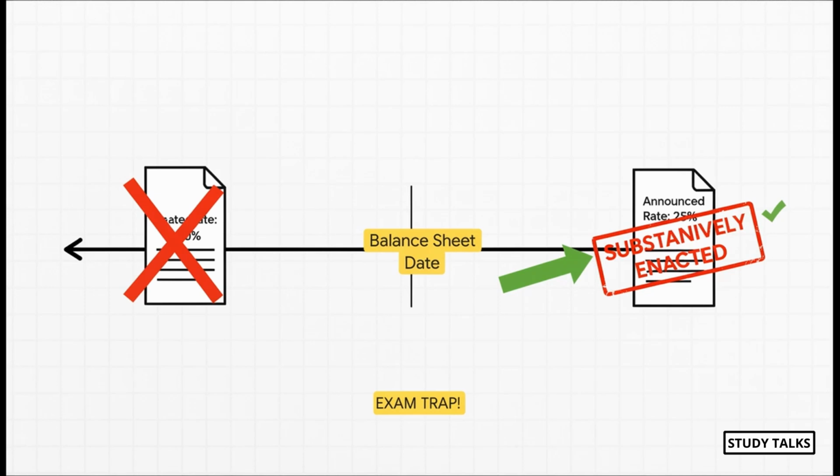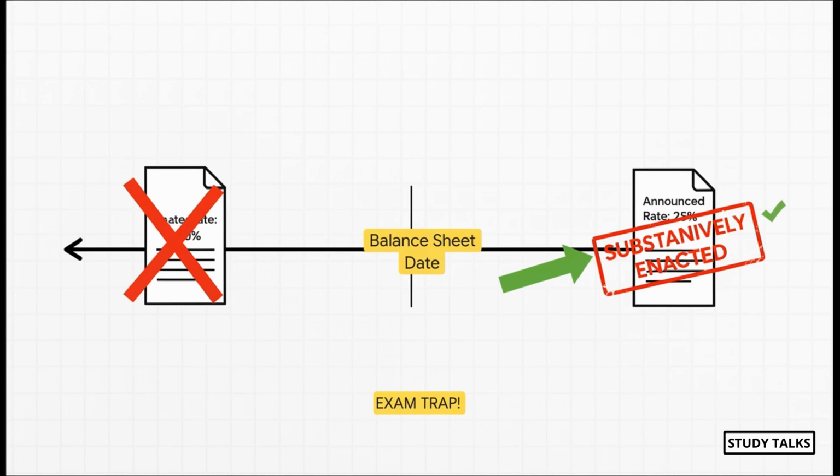But you knew there'd be a but, right? This is where ICAI loves to throw a curveball. They'll use the phrase "substantially enacted." This means a new tax rate has been announced and is so far along in the legal process that it's practically guaranteed to become law. If you see that phrase in a question, you have to use that new rate.